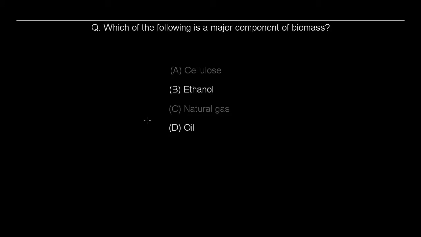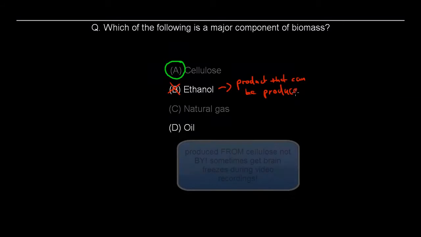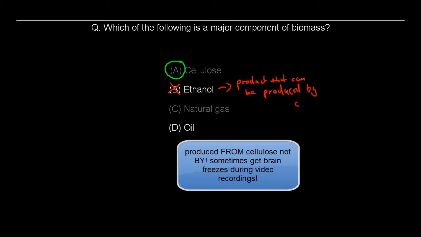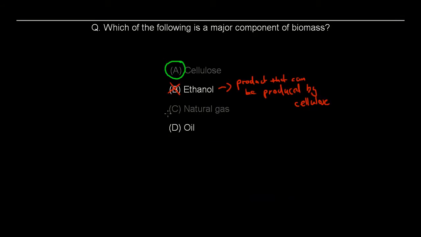Alright, so I'm back. The right answer in this case was A. Cellulose. The reason why the other ones are wrong: ethanol is a product that can be produced by cellulose, but it itself is not directly biomass. Natural gas is also wrong because it's a fossil fuel, and so is oil. These are both fossil fuels, and thereby are not biomass. A was the correct answer.